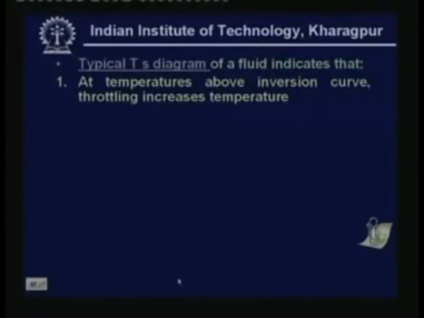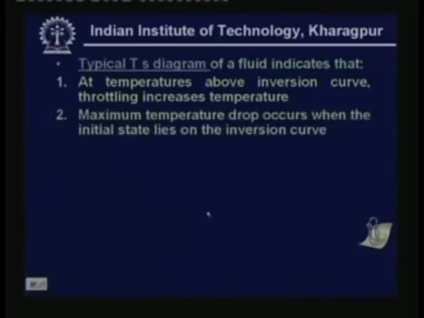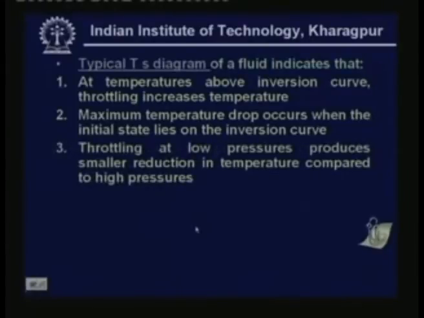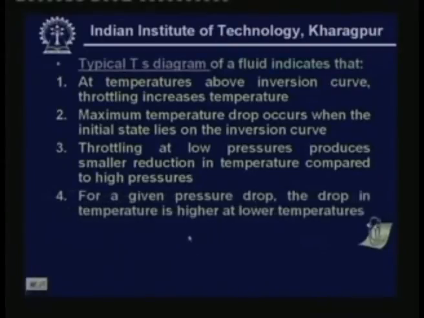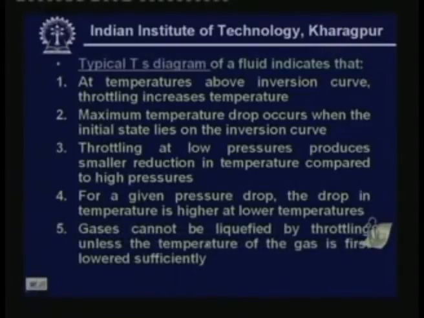So these are summarized here. At temperatures above inversion curve, throttling increases temperature. Maximum temperature drop occurs when the initial state lies on the inversion curve. All these conclusions are based on our TS diagram. Throttling at low pressures produces smaller reduction in temperature compared to high pressures. For a given pressure drop, the drop in temperature is higher at lower temperatures. And finally, gases cannot be liquefied by throttling unless the temperature of the gas is first lowered sufficiently.